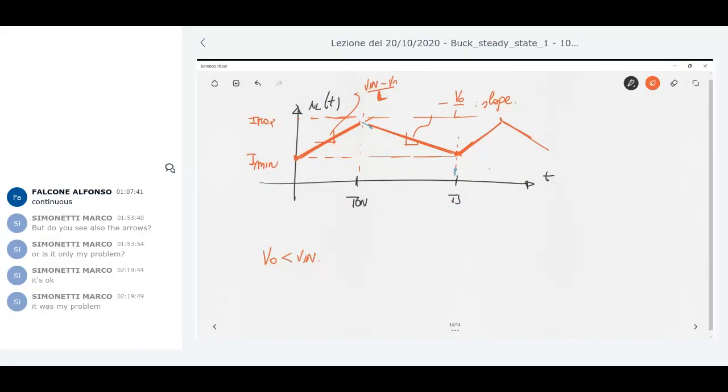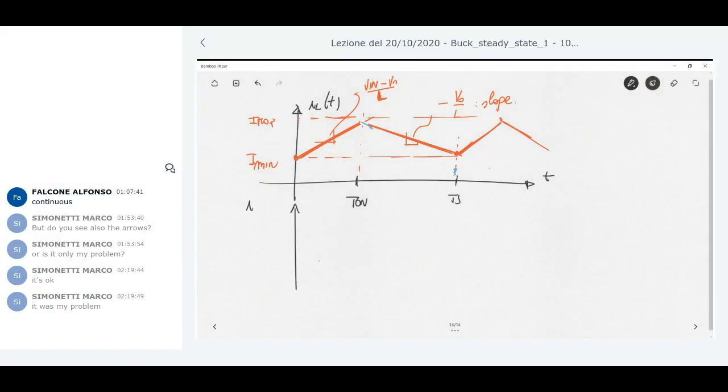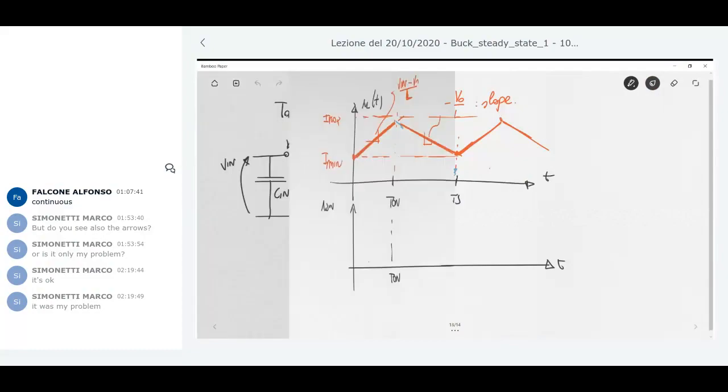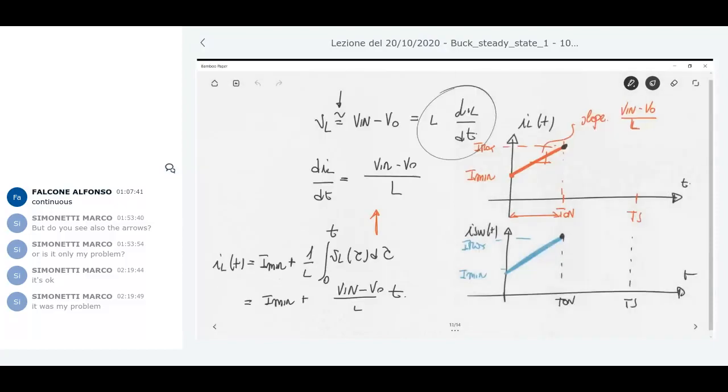Okay. So this is what happens to the current IL. What happens to the current, for example, through the switch, the MOSFET switch? What I said about the switch current during the T-on phase: during the T-on phase, the current through the switch is the same as the inductor current.